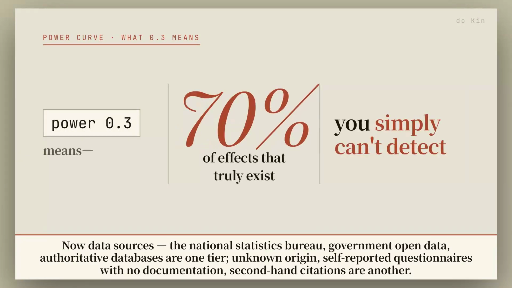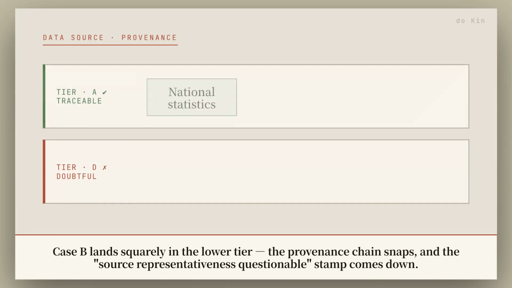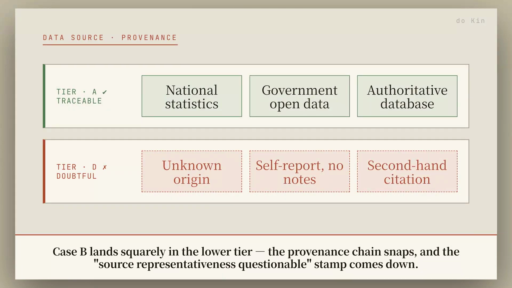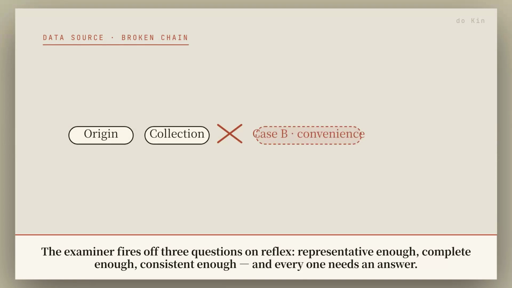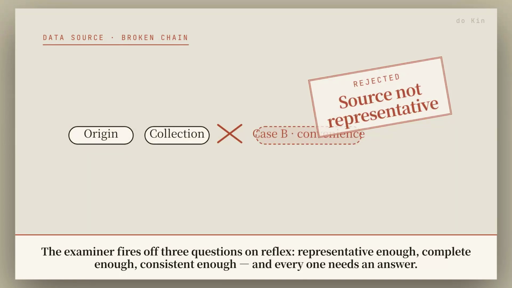Now data sources. The National Statistics Bureau, government open data, authoritative databases are one tier. Unknown origin, self-reported questionnaires with no documentation, second-hand citations are another. Case B lands squarely in the lower tier. The provenance chain snaps, and the source representativeness questionable stamp comes down. The examiner fires off 3 questions on reflex: representative enough, complete enough, consistent enough. And everyone needs an answer.